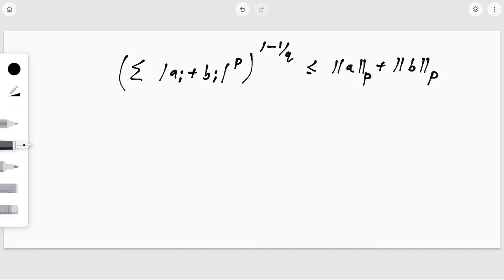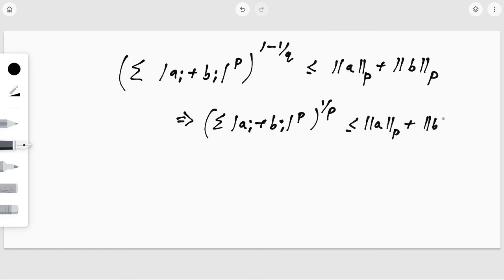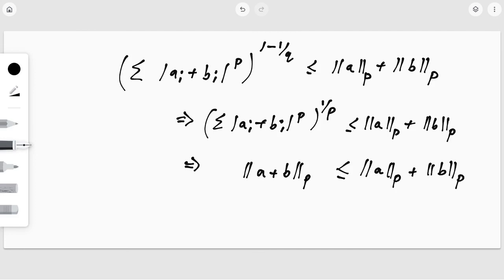Now what is 1 minus 1 by q? That is nothing other than 1 by p. So summation mod ai plus bi whole raised to p whole raised to 1 by p is less than or equal to norm p of a plus norm p of b. This implies this is none other than norm p of a plus b. So we have got norm p of a plus b is less than or equal to norm p of a plus norm p of b. So this is our proof of the Minkowski's inequality.